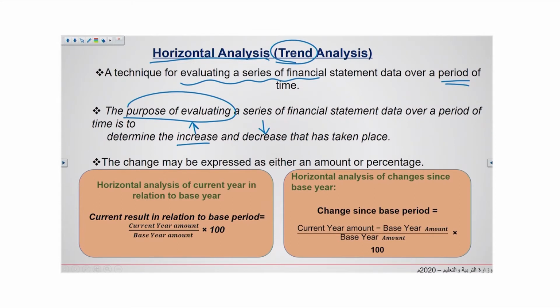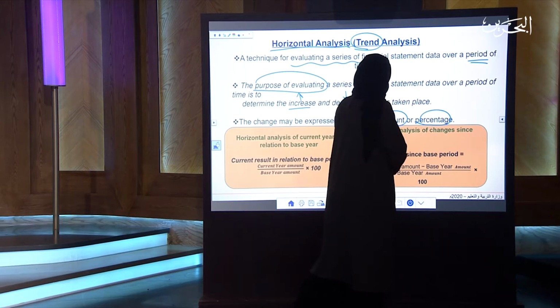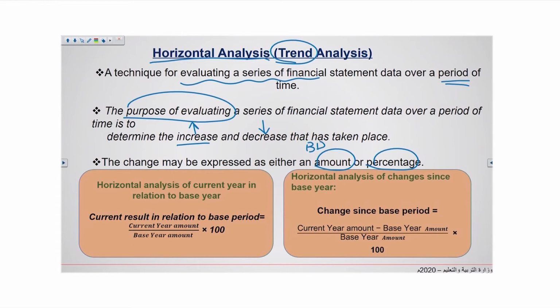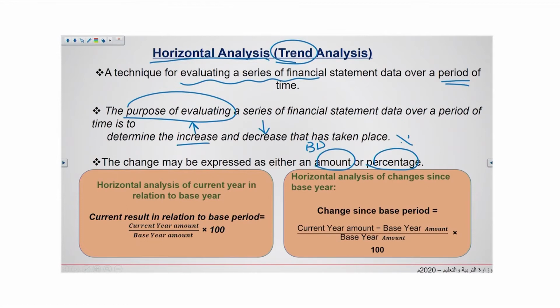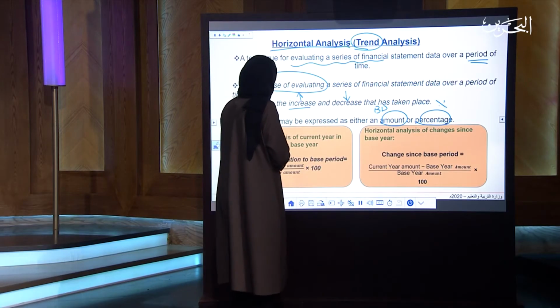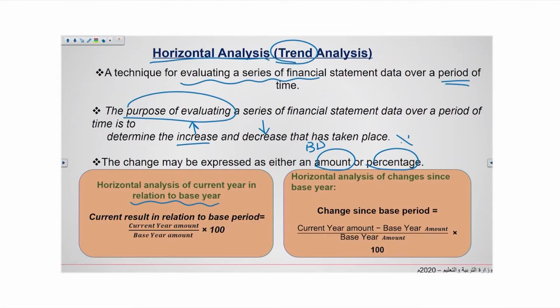Okay, the change may be expressed as either an amount or percentage. Amount means birr, percentage means it's a percent. We have two formulas for horizontal analysis. First, we will explain properly the horizontal analysis of current year in relation to base year. They have to tell us the relation.